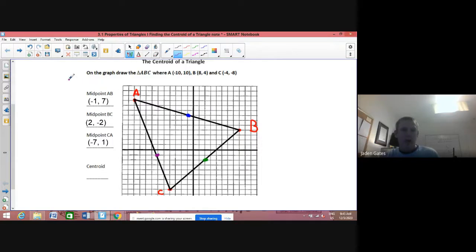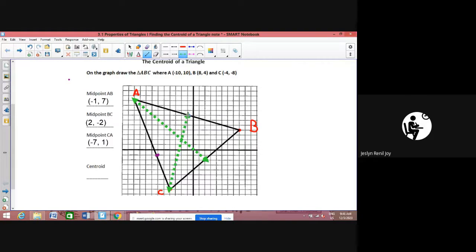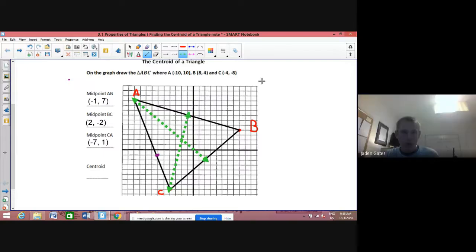All right, now here I'm going to find the centroid. So I'm going to draw in all my medians. So here's the median from vertex A. I think you have to go up 1. Here's my median from vertex C. For midpoint CA, I think you have to go up 1 instead of going down 1. All right, and then get my median from vertex B. And in the middle, where they meet, is going to be my centroid.